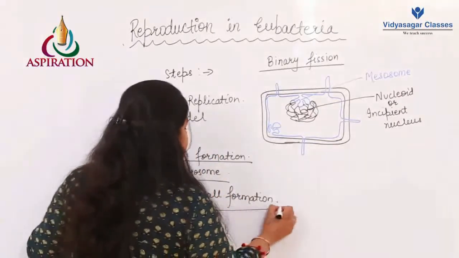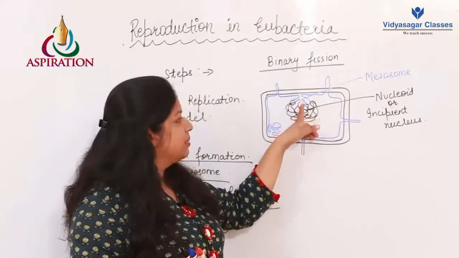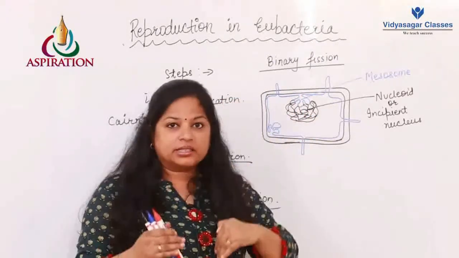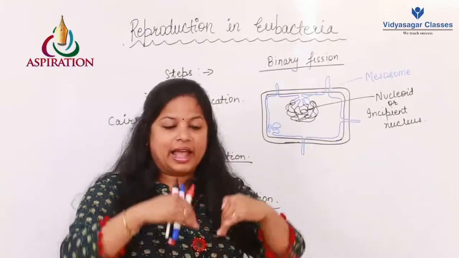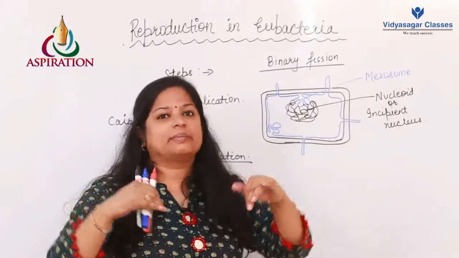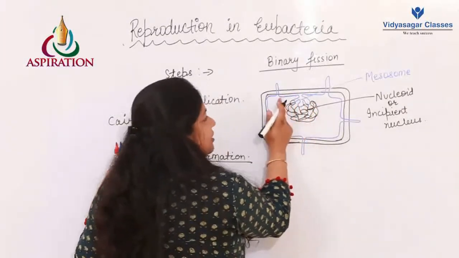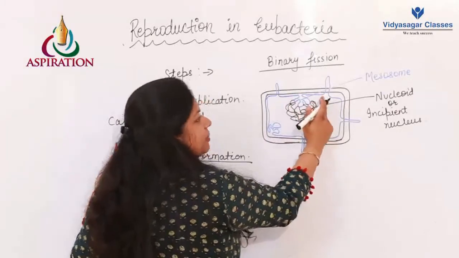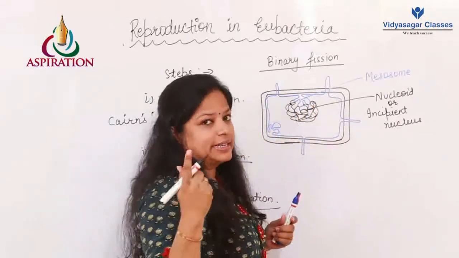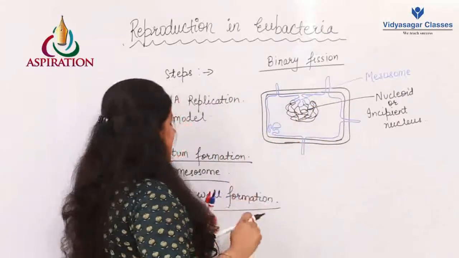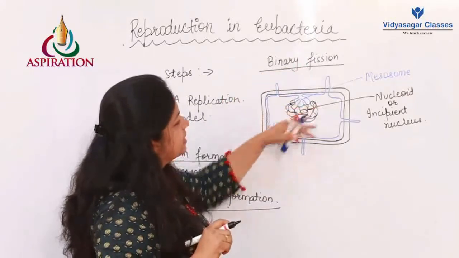In the next step, an invagination appears in the plasma membrane, which deepens to complete the division of the cell, and the two cells get separated. This mesosome is shifted towards the middle location of the future daughter cells, and this is the way the binary fission gets completed.